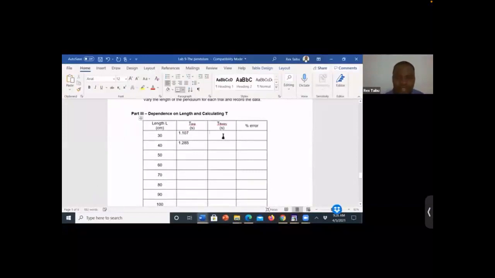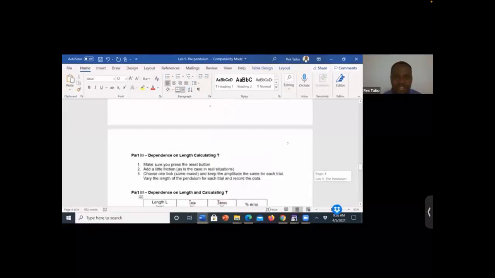To find the theoretical T here, you're going to use this formula.